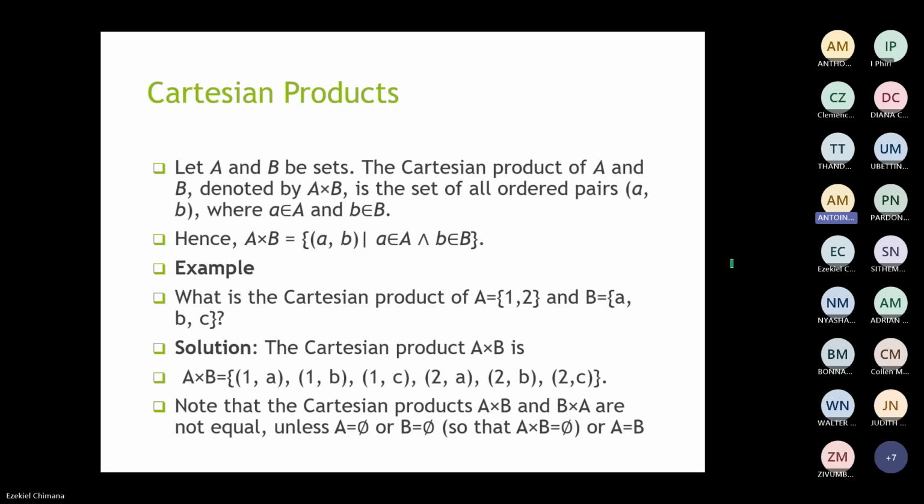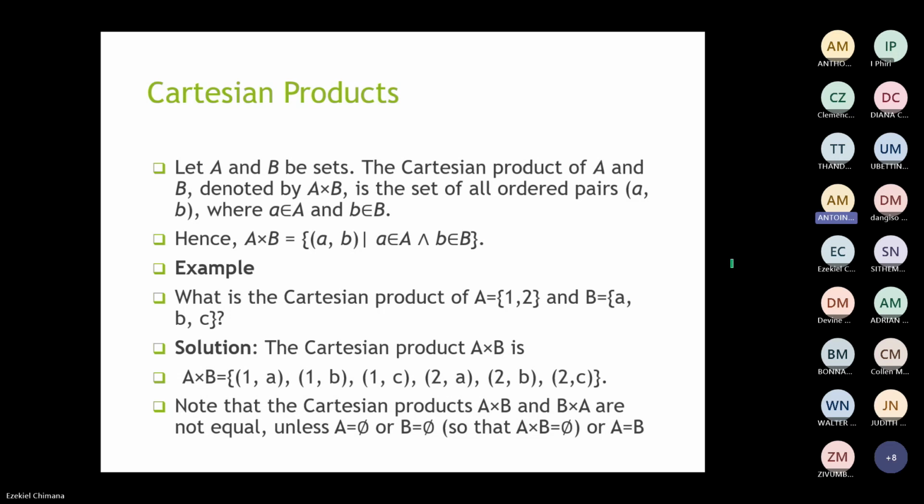The Cartesian products. Let A and B be sets. The Cartesian product of A and B, denoted by A times B, is the set of all ordered pairs (a, b), where a is an element of A and b is an element of B. Hence, A times B is equal to the set of (a, b) where a is an element of capital A and b is an element of capital B.